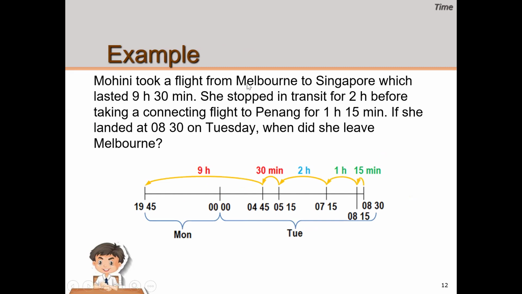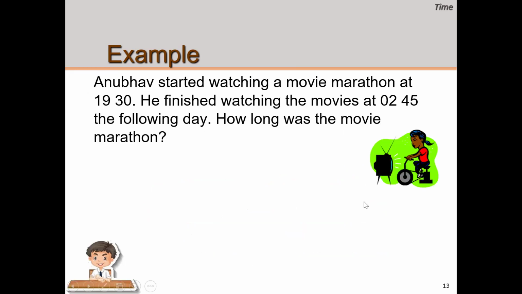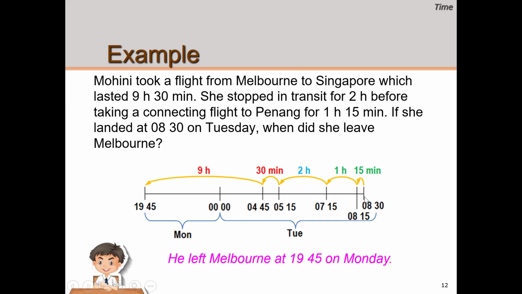Mohini took a flight from Melbourne to Singapore, which lasted 9 hours 30 minutes. So what was her total journey? 9 hours 30 minutes from Melbourne to Singapore. She stopped in transit for 2 hours before taking a connecting flight to Penang for 1 hour 15 minutes. So we have to find out when she left Melbourne. So let's start. Where will we start from again?